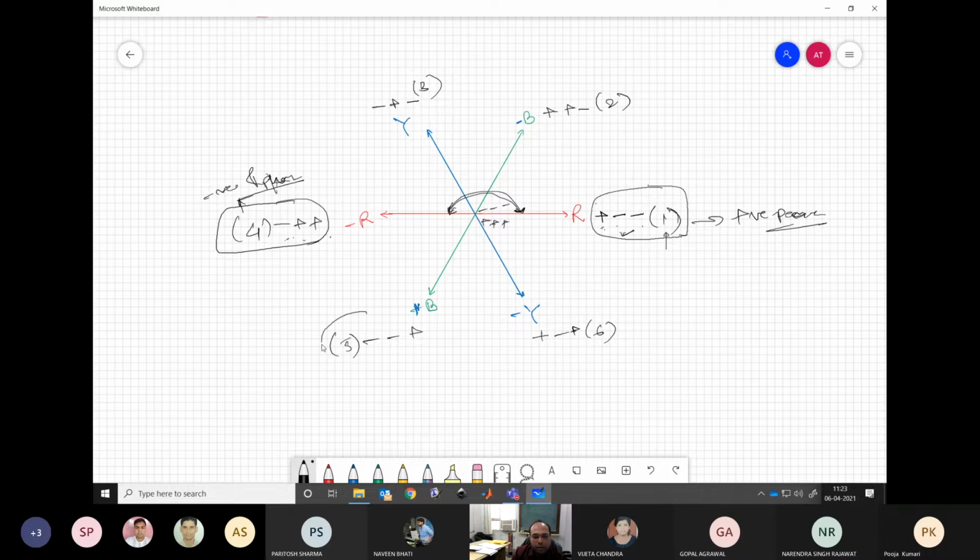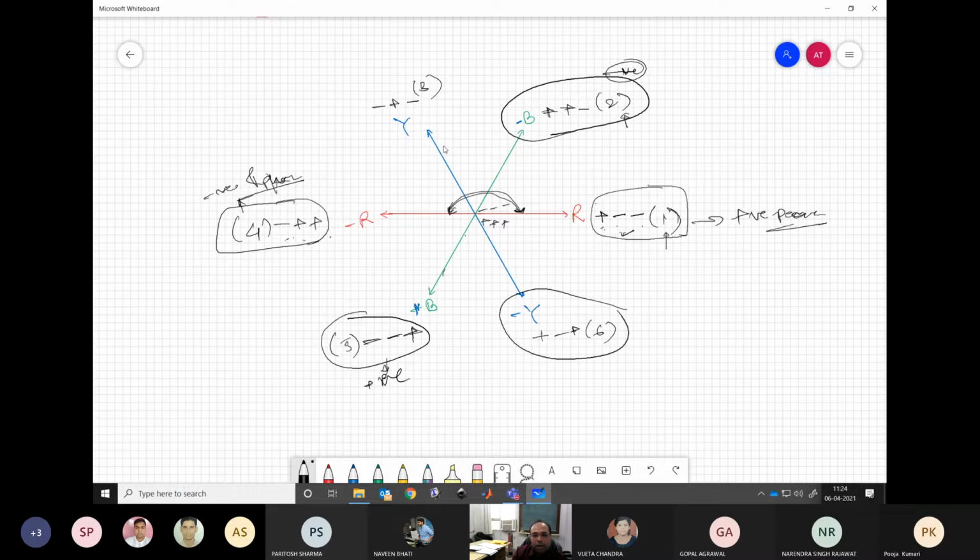Similarly, we have state 5 and state 2. These are also 180 degrees apart. We have minus minus plus, which is exactly opposite plus plus minus for vector 2. So B phase positive and B phase negative. Similarly, vectors 6 and 3 are also 180 degrees apart, exactly opposite of whatever we were applying. If this was minus plus minus, now we have plus minus plus.